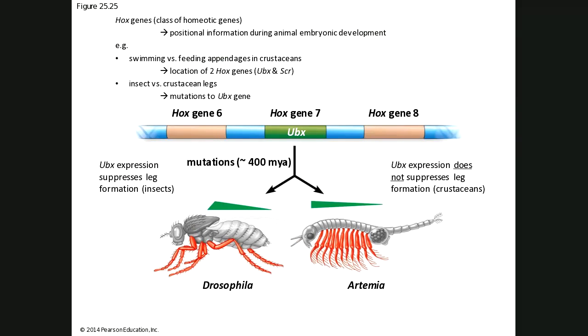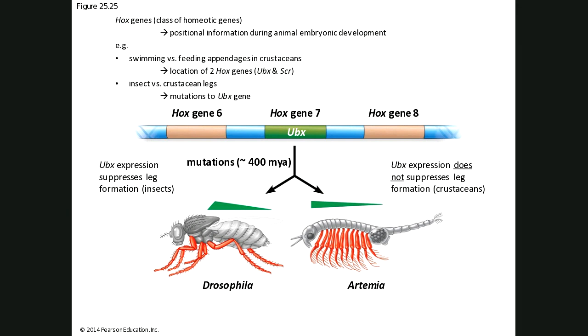Now, as far as the spatial patterns of different parts of the body, there's a class of genes out there called the Hox genes. Hox genes are a type of homeotic genes. Homeotic genes control position in an embryo, where the legs grow, where the appendages grow. So, for example, look at the two arthropods down below: Artemia is a crustacean, Drosophila is an insect, but they're both arthropods. And they have these Hox genes.